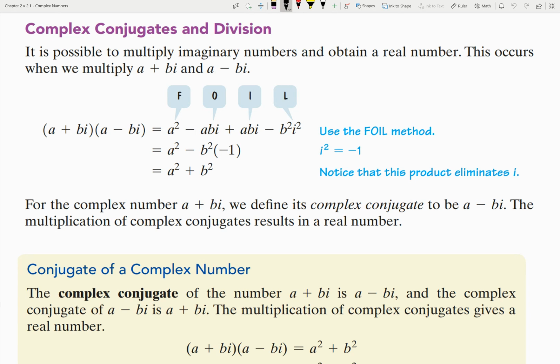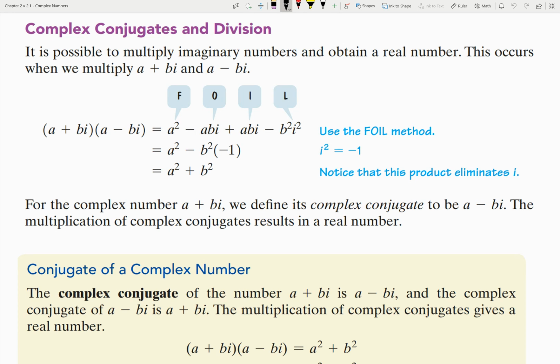So how do we clear them out? We multiplied by something that would make the bottom not a radical. And if it happened to be a binomial, we would multiply by the conjugate. And that's what we're going to do here. It's possible to multiply imaginary numbers and obtain a real number.